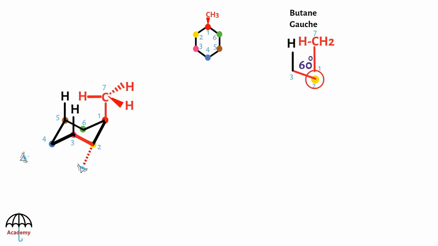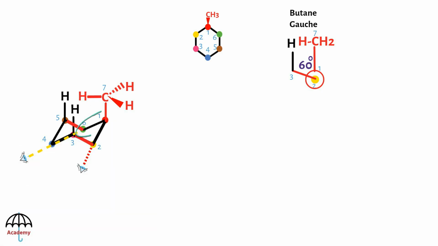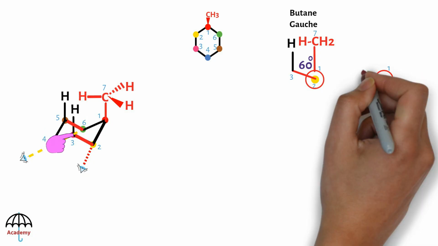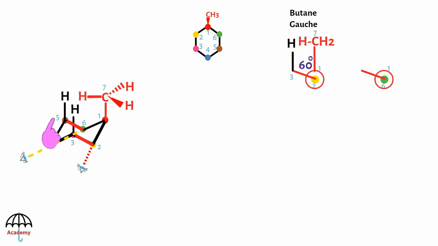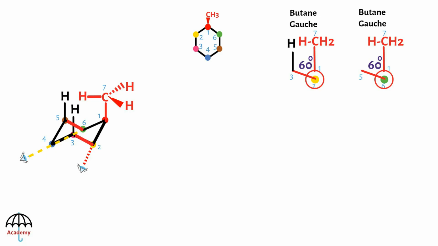Likewise, if we look through C6, C1, we can draw the Newman projection. The front carbon is drawn as green dot and back carbon as red circle. C6 is connected to C5, which is pointing left. C1 is connected to C7 methyl. The dihedral angle between C5, C6, C1, C7 is 60 degrees. Hence, this is also gauche butane unit, so that axial hydrogen at C5 interacts with hydrogen of the axial C7 methyl group.